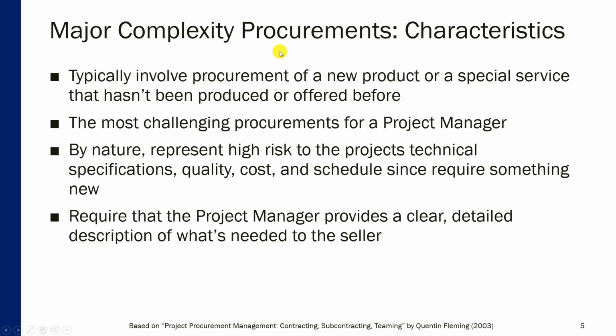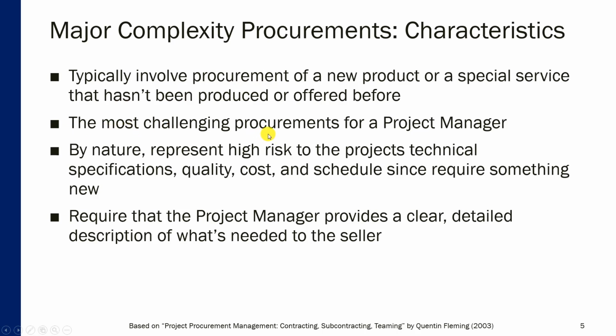So let's talk about major complexity procurements. What are some of the defining characteristics of major complexity procurements? Those types of procurements typically involve procurement of a new product or a special service that hasn't been produced or offered before. So it's something unique, something that hasn't been done or produced before. Those are the most challenging procurements for a project manager.